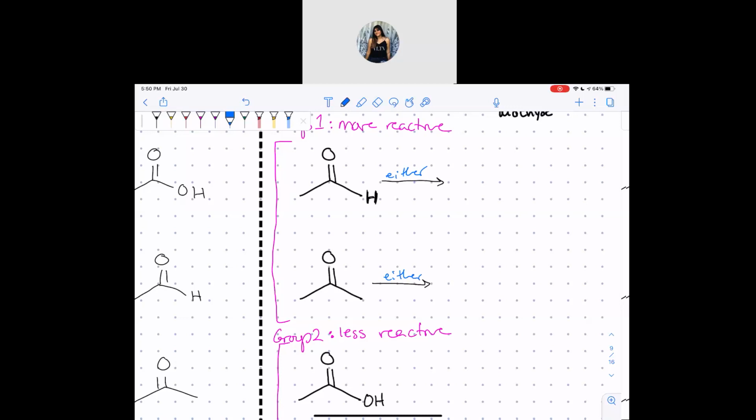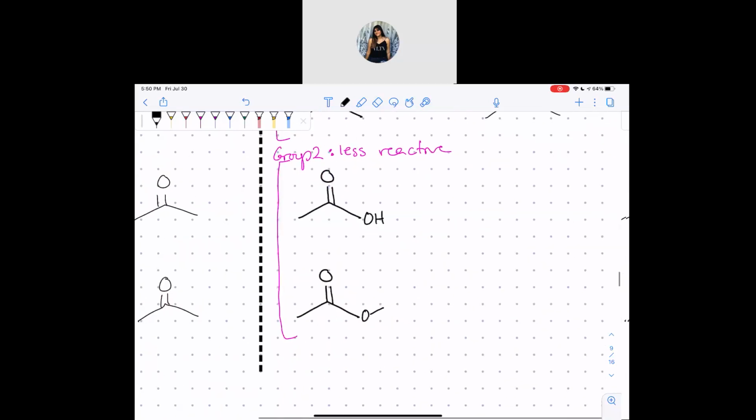Okay, so group 1, more reactive, either reagent. Cool. And we are going to get, aldehyde gives us a primary alcohol. Ketone gives us a secondary alcohol. Doesn't matter what reagent it is, you get the same answer. So ketone, secondary; aldehyde, primary.